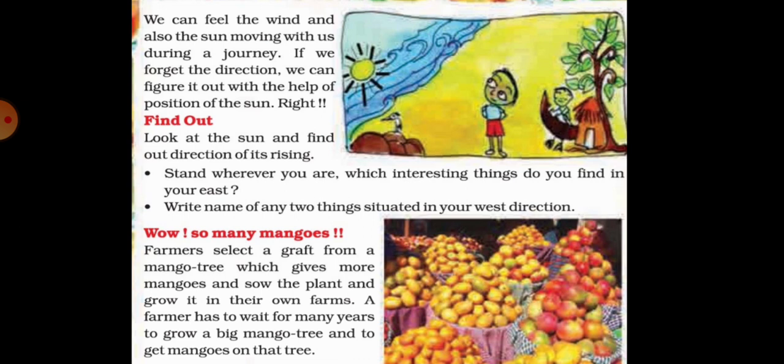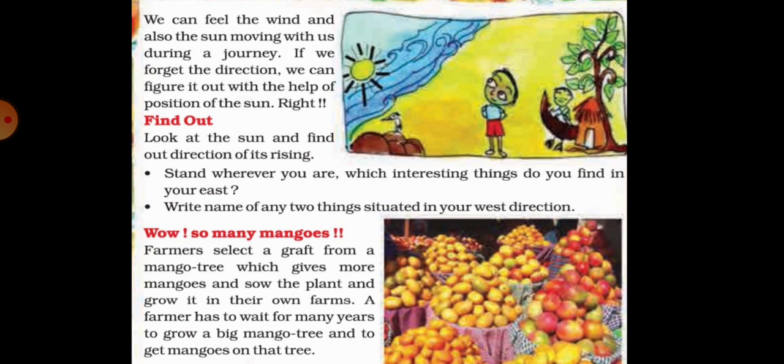So if we know the rising side of the sun, we can find out the directions east, west, north, south like this. Write the name of two things situated in your west direction. Wherever you stand, you have to find out the interesting things on your east side, and you also have to write the names of any two things situated in your west direction. Now next.